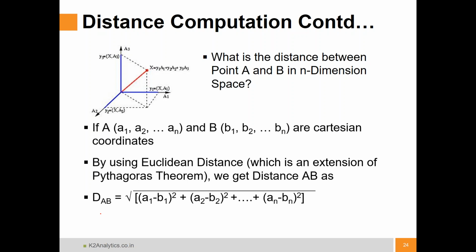So what will happen? 40 minus 50 the whole square plus 50 minus 60 the whole square plus, now it was male and female, so 1 minus 0 the whole squared, plus professional was both professional. So this will become a category, say a new column professional, and values will be 1 minus 1 the whole square. That's how the formula would work. And whatever is the square root of this calculation will be the distance.